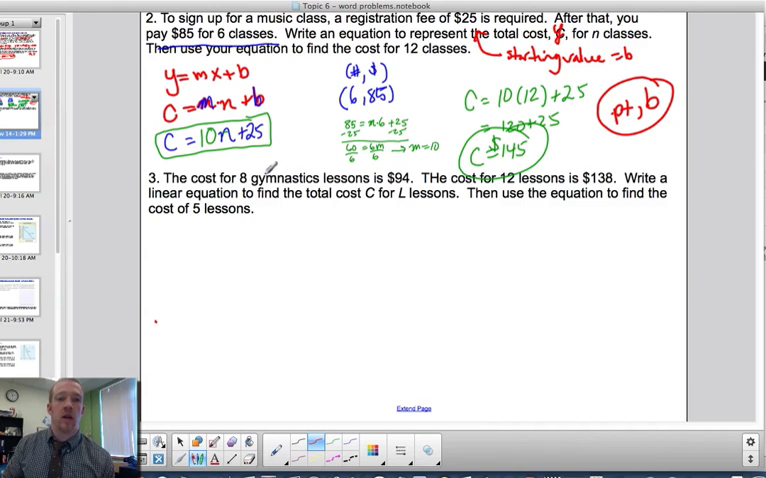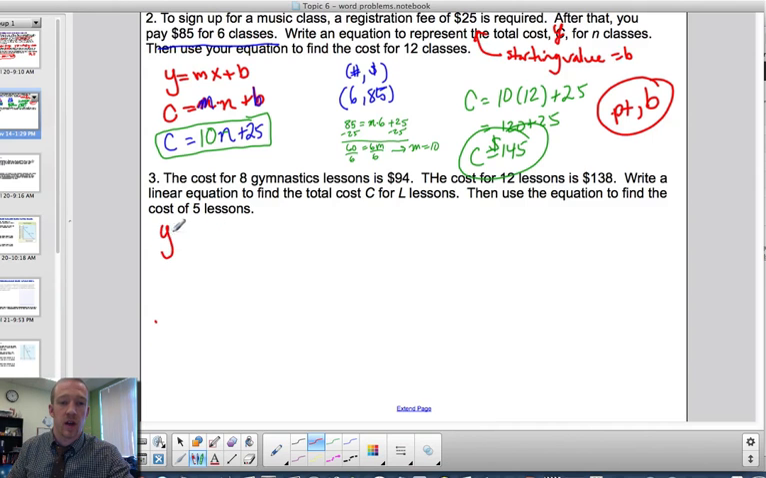So for this one, the cost for 8 gymnastics classes or lessons is $94. The cost for 12 lessons is $138. Write a linear function to find the total cost. So we want C equals, for L lessons. Then use the equation to find the cost of 5 lessons.